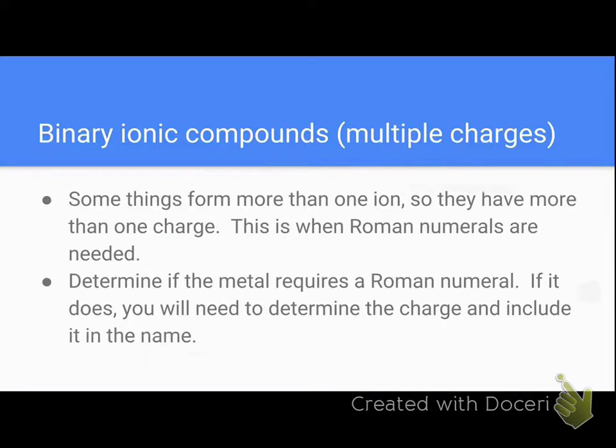So the first thing that you're going to have to do is determine if the metal is one that requires a Roman numeral. And if it does, you're going to need to determine the charge, and you have to include that in the name. Now, all of the ones that you get on this practice sheet are going to require a Roman numeral, so you can get in the habit just by doing those with the Roman numeral. But when you get to the end in your level quiz, it's not going to be identified for you. You're going to have to be able to remember what requires a Roman numeral and what does not. So just get in the habit of remembering those ones that need them and which ones do not need those Roman numerals.